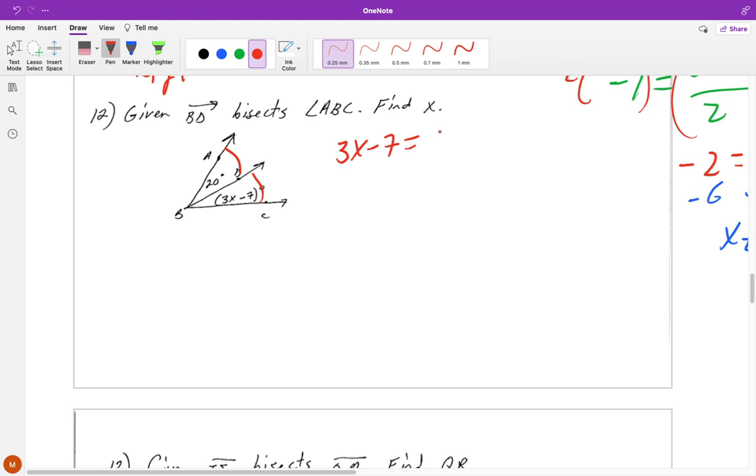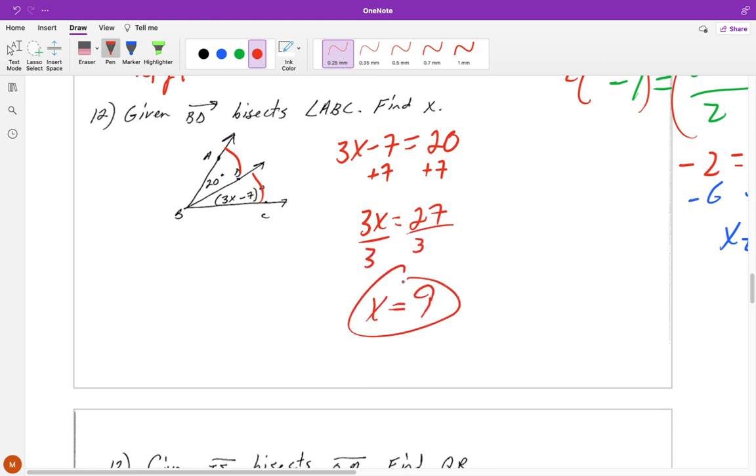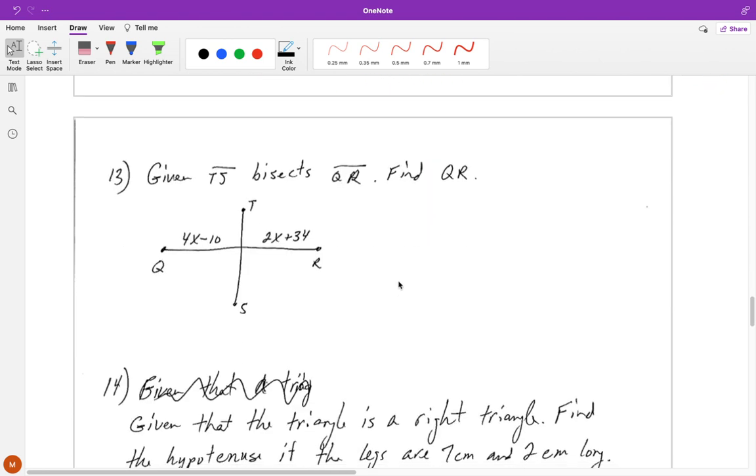3x minus 7 is equal to 20. So we add the 7. 3x is equal to 27. Divide by 3. X is then equal to 9. It doesn't ask us to solve for anything more than that. So just solve for x.